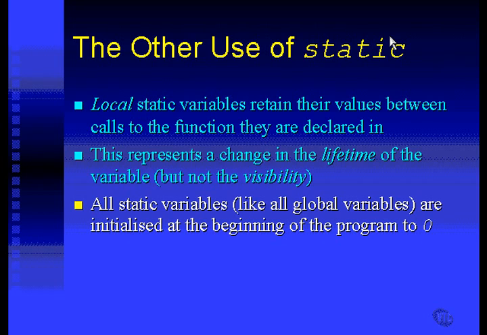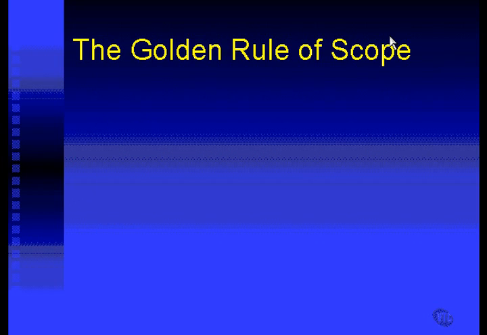Let's now go and learn the golden rule of scope. Like all golden rules, this is more of a guideline. It's not actually a rule. If it was a rule, then the compiler itself would complain if you violated it. This is just good programming practice.